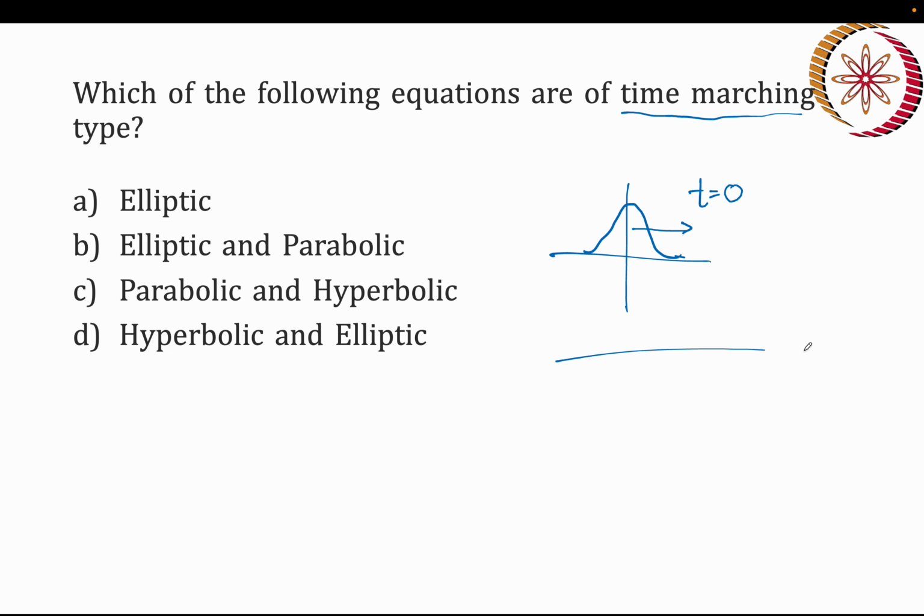So this is t0, at some other instant it might have moved forward, which is t1. So this kind of equation is related to time marching solution.